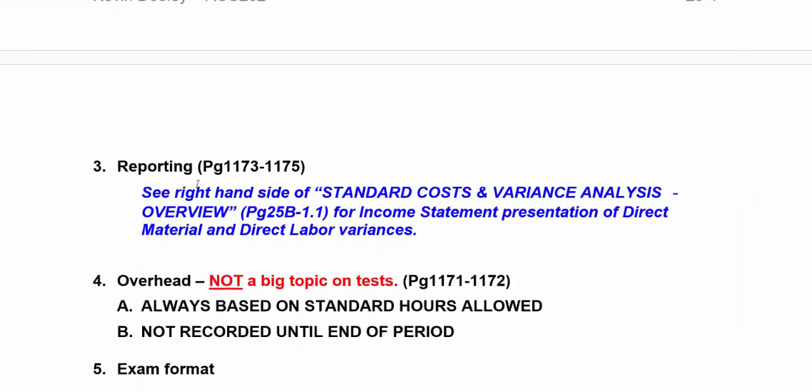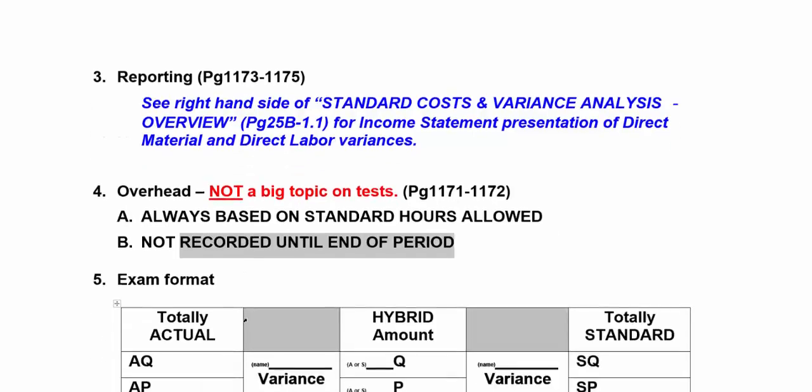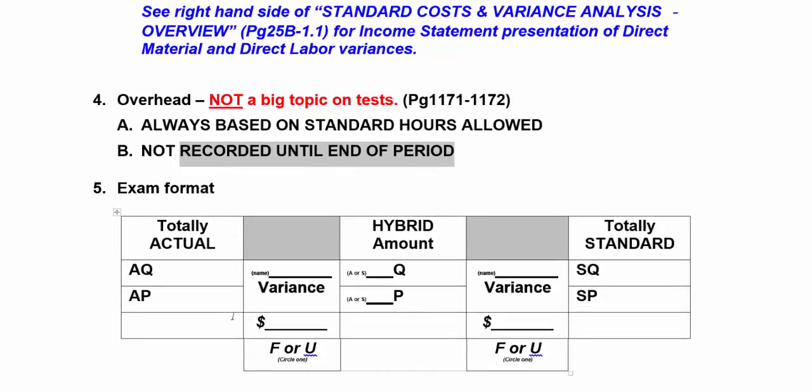So that's what this is talking about here. Overhead variances are not a big topic on the test, but just so you know, they're always based on your standard hours allowed, and they don't really get recorded at the end of the period. So for an exam, either hands-on or paper test, you would expect to see a totally actual column here where you gather the information given in the story problem about what the actual quantity and the actual price of the materials or the labor was.